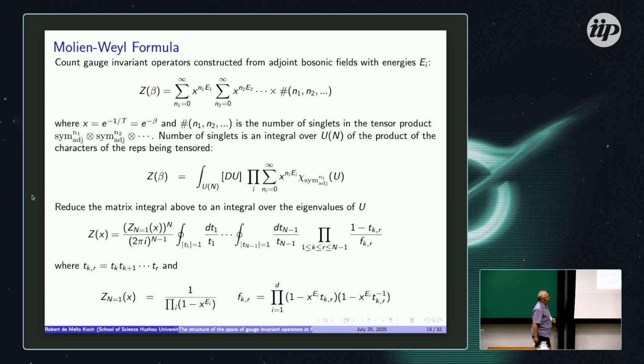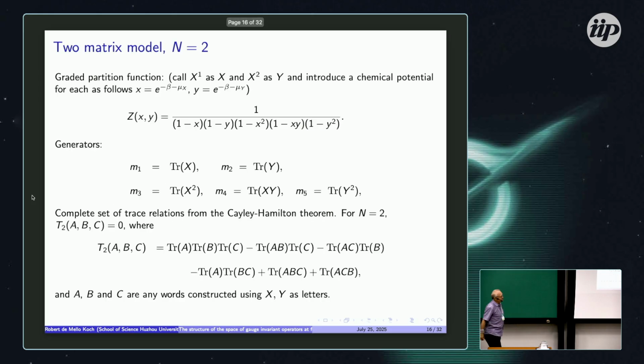So I'm going to plug in various values of n, calculate the partition functions, and then think about them as Hilbert series, and see what that tells me. Okay, so here's the first example, n is 2. I've called x1 x, x2 y, and just to make things clear in the answer, I've introduced a chemical potential for x and a chemical potential for y. So I'm using this variable little x, which is e to the minus beta minus the chemical potential for x, and little y, which is e to the minus beta minus the chemical potential for y.